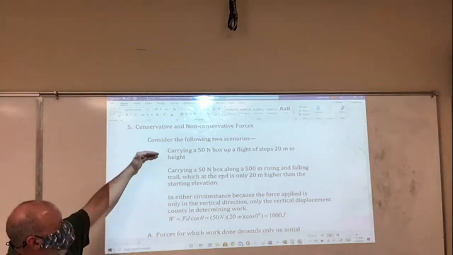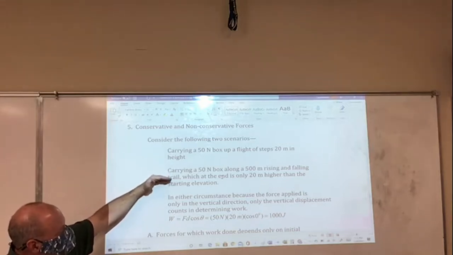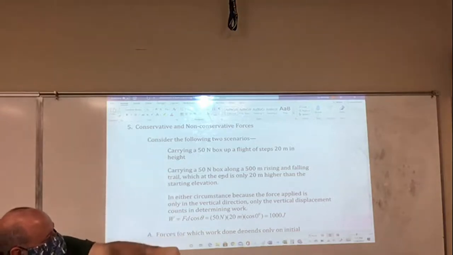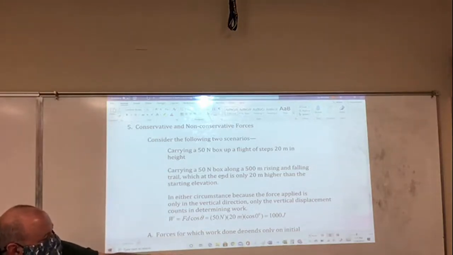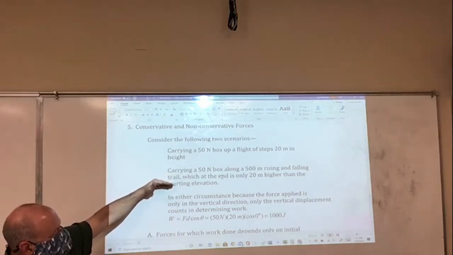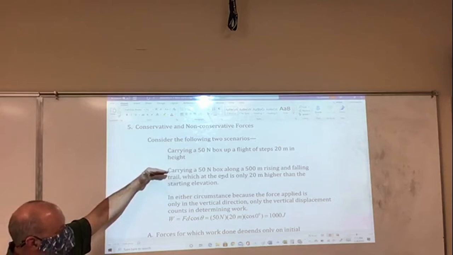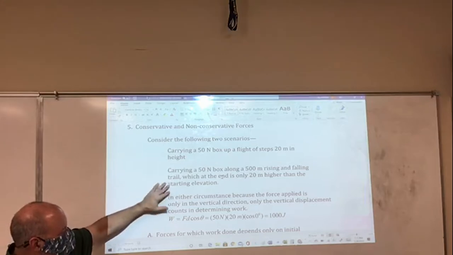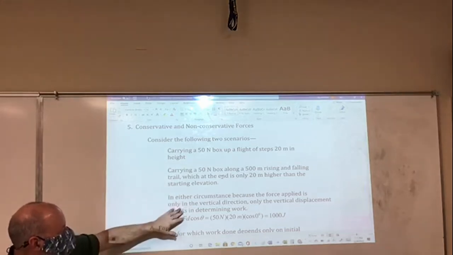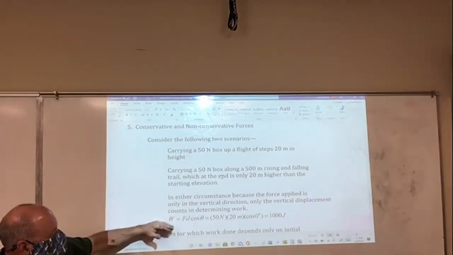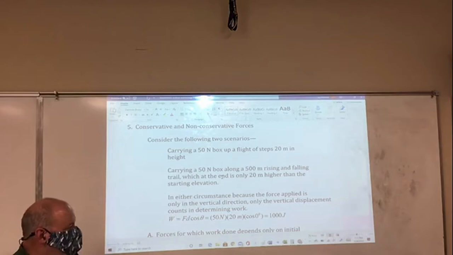But when I carry this box up 20 meters, even if I've gone up high mountains and come back down to a point that's 20 meters above there, the only amount of work that I've done is the amount of work that shows me what the difference between the potential energies is. Okay, so in either circumstance, because the force applied is only in the vertical direction, only the vertical displacement counts in determining work. And again, yes, you could argue that there's some horizontal force too, but we're conveniently ignoring that.